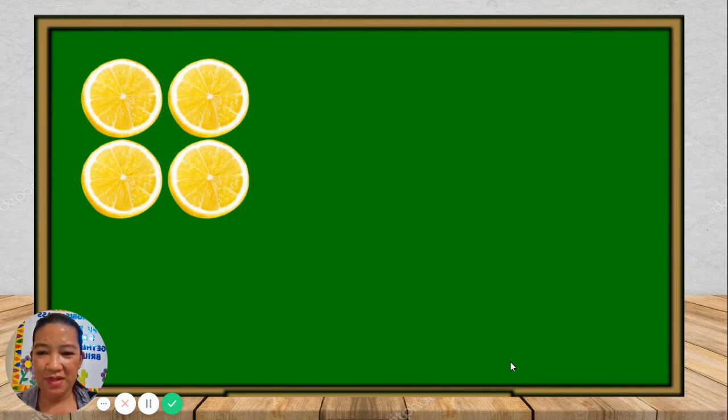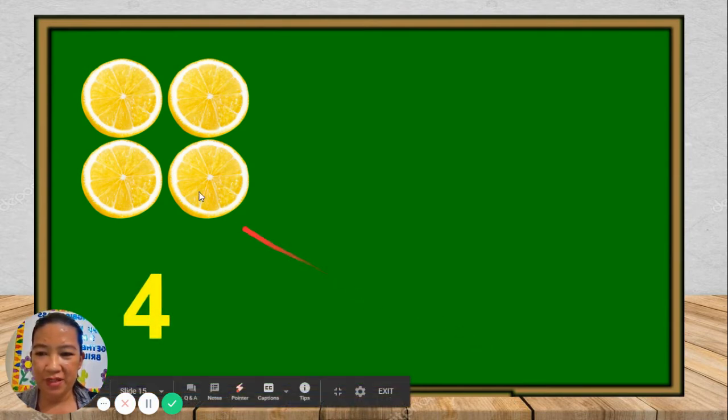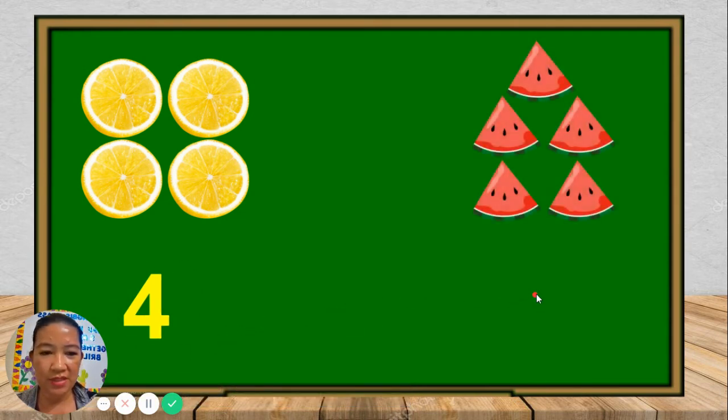I have here a slice of lemon. Let's try to count them. Ready? It's 1, 2, 3, and 4. So we have here 4 slices of lemon. Let's try to compare it with a slice of watermelon. Ready? It's 1, 2, 3, 4, 5. So how many watermelons do we have? Great job. We've got 5 slices of watermelon.